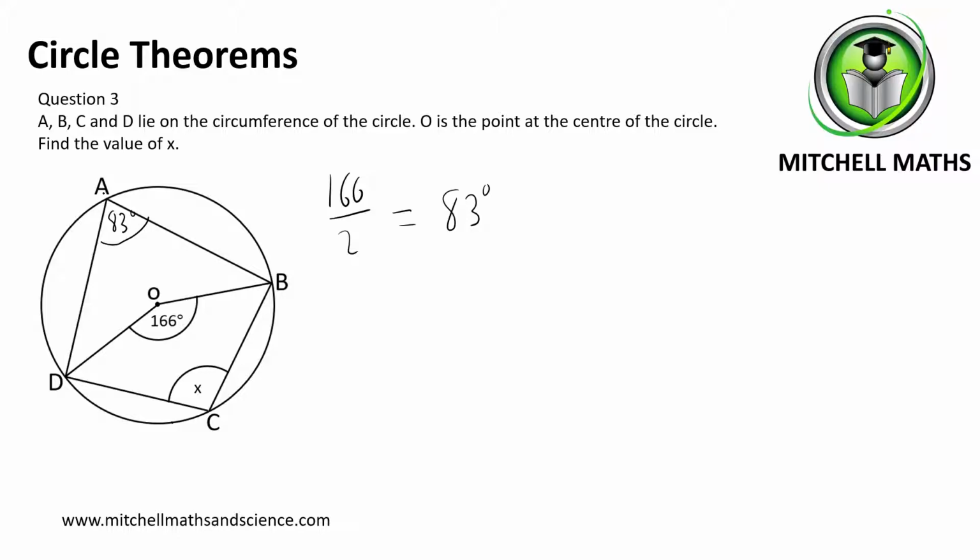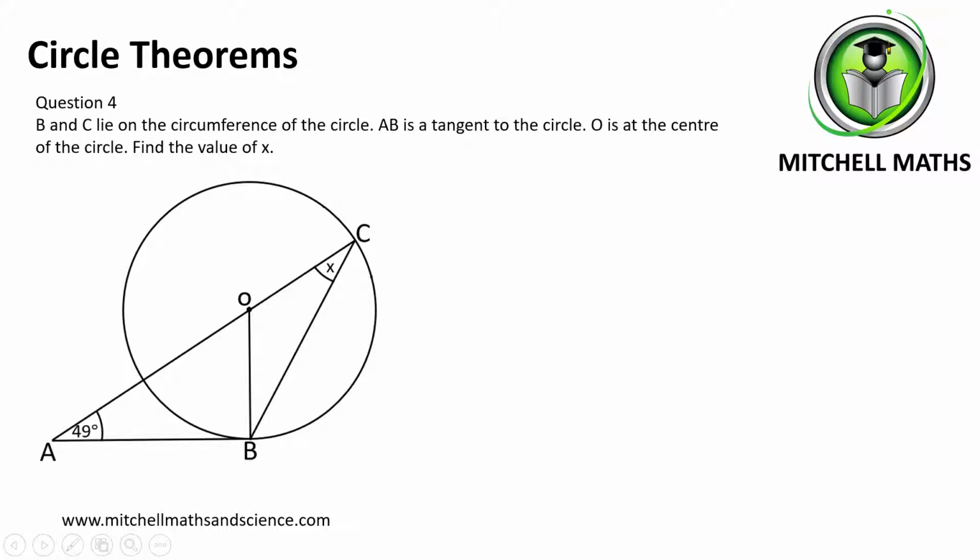I can also see that A, B, C, D form a cyclic quadrilateral because A, B, C, D are all points on the circumference of the circle. And I know that opposite angles in a cyclic quadrilateral add up to 180. Therefore, 83 plus x must equal 180. Well, if I take away 83, I get x equals 97 degrees. Okay, so that's using the rule about cyclic quadrilaterals and that an angle at the centre is double the angle at the circumference.